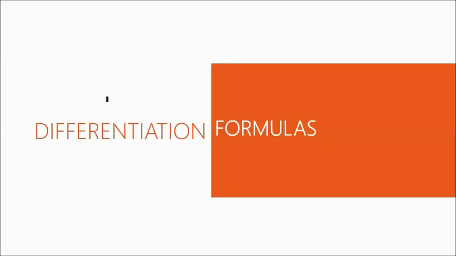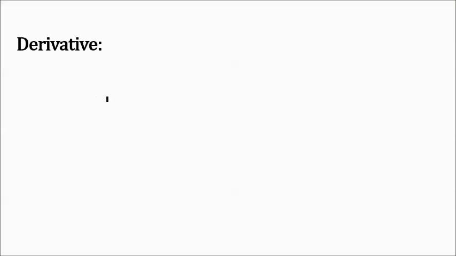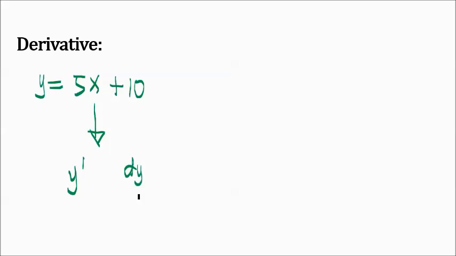For example, we use derivative in a differential calculus equation. For example, we have y is equal to 5x plus 10. Then, if you get the derivative of this, you should write the notation y prime for the derivative. Or you can also write dy all over dx for the derivative. Y here is the dependent variable, and x is the variable in the dx.